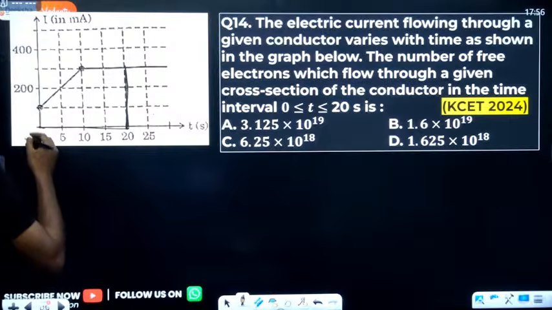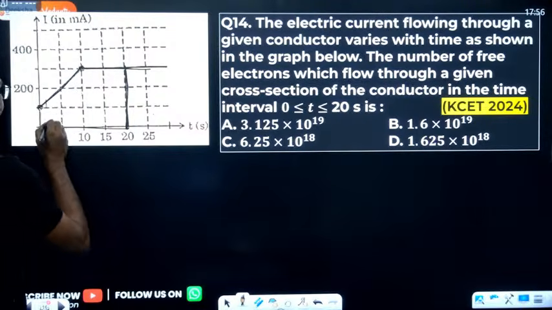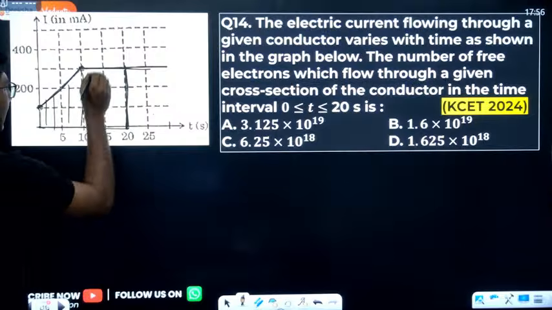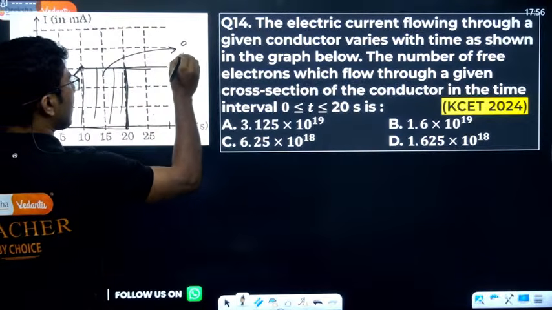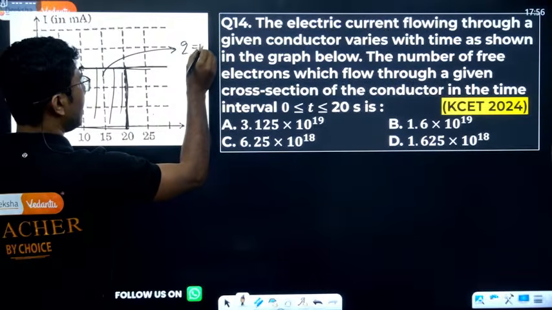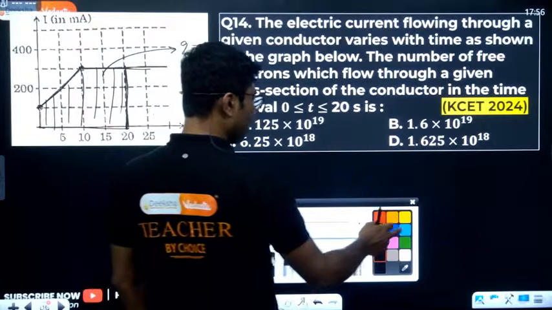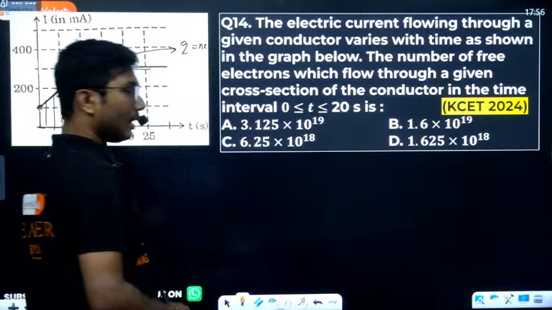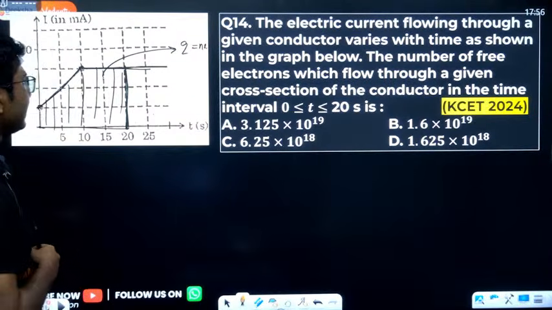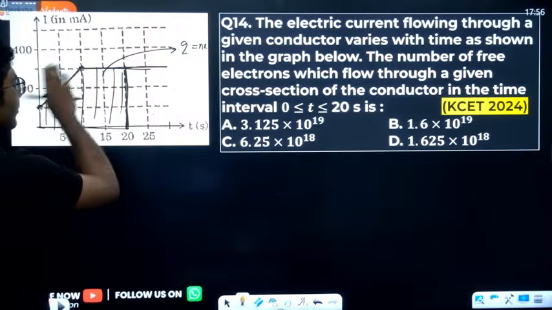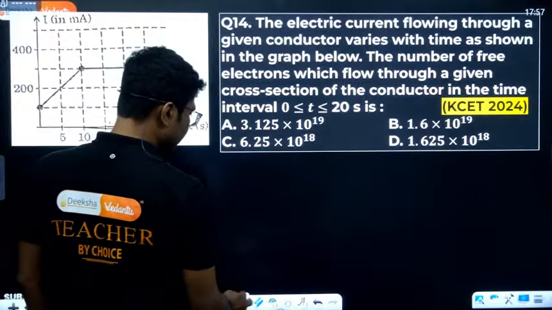So if you remember, I told you that if you calculate the area under the graph, you get the charge. So area under the graph gives you the charge, and then you use the quantization formula or the shortcut formula that I told you, any one of them, to calculate the number of electrons. Let's see. First, obviously, you have to calculate the area. Now, this area obviously looks a little complicated.